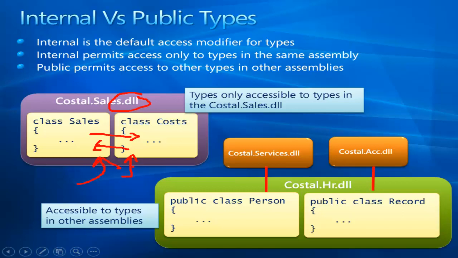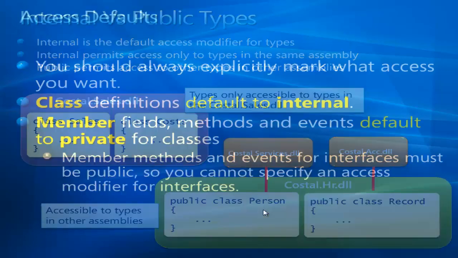But if you make the class public, anybody from the outside world, from any of the other assemblies, will be able to access something within this assembly. Anybody can come and access it because it is publicly available, not only within this assembly, but outside this assembly. It is publicly visible to everyone.